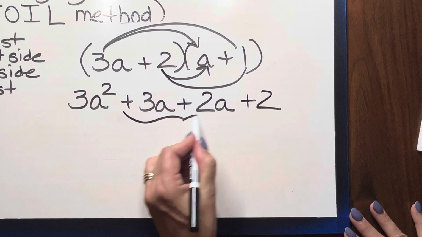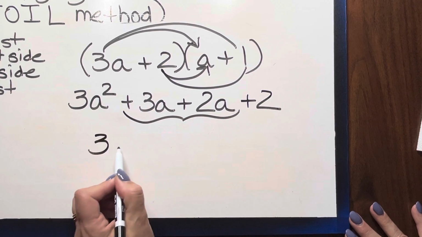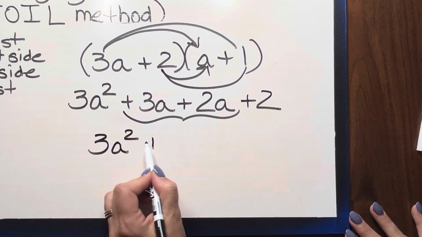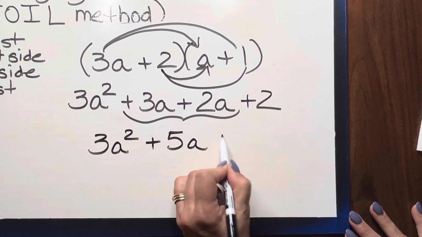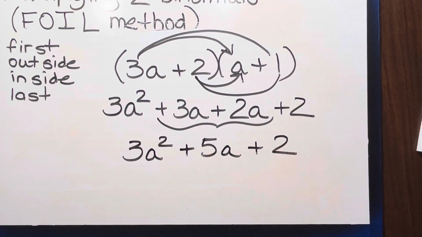It happens that I can combine these terms again, the middle terms that I got. So it's 3a squared plus 5a plus 2. That's how you use the FOIL method to multiply two binomials together.